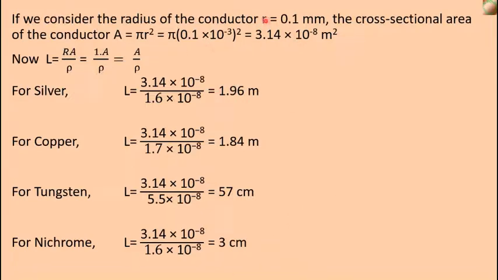If we consider the cross-sectional area is 3.14 into 10 to the power minus 8 meter square, that is, the radius of the conductor will be 0.1 millimeter.